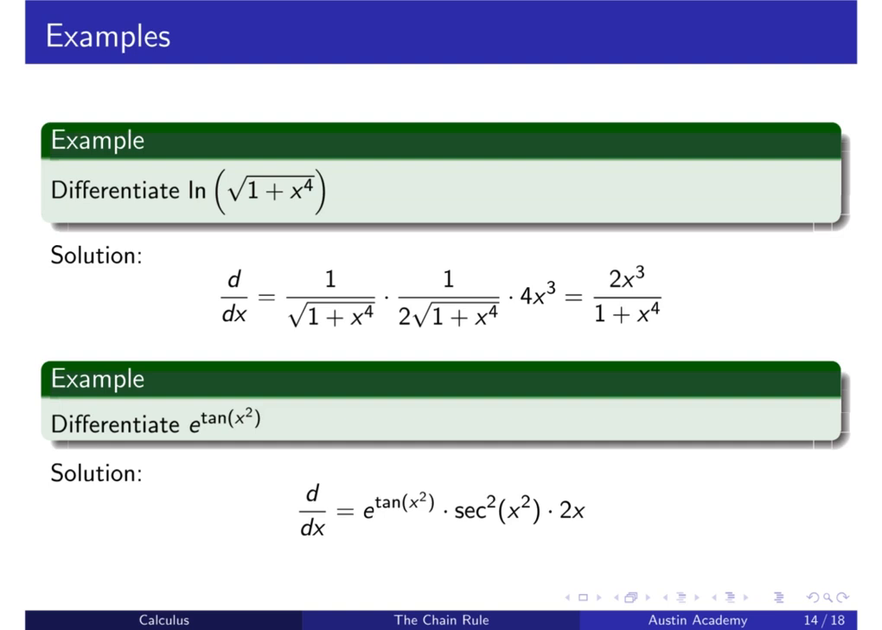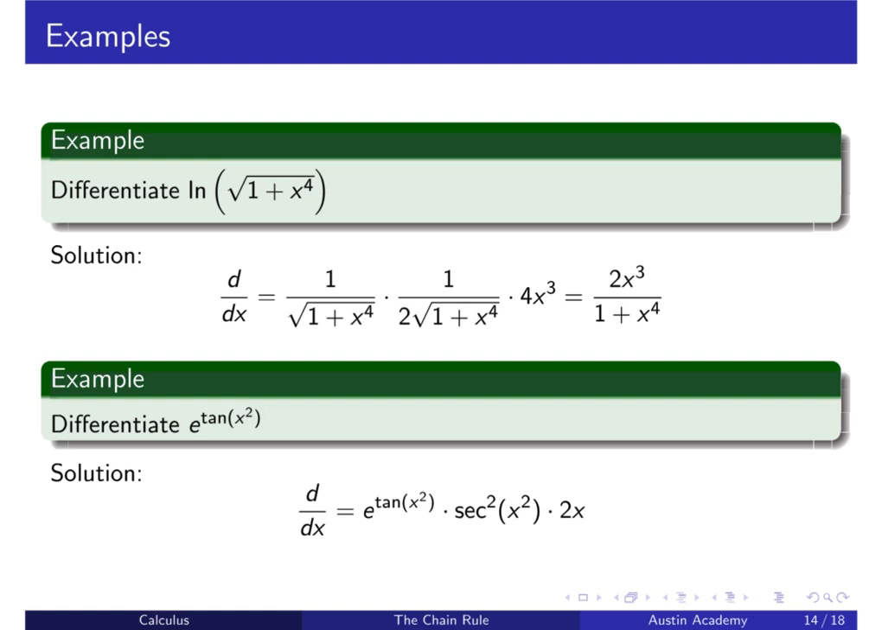Example 10. Differentiate, natural log of square root of 1 plus x to the fourth. Apply chain rule multiple times. 1 over square root of 1 plus x to the fourth, times 1 over 2 square root of 1 plus x to the fourth, times 4x cubed. Simplify. 4x cubed over 2 times 1 plus x to the fourth. Final answer. 2x cubed over 1 plus x to the fourth.